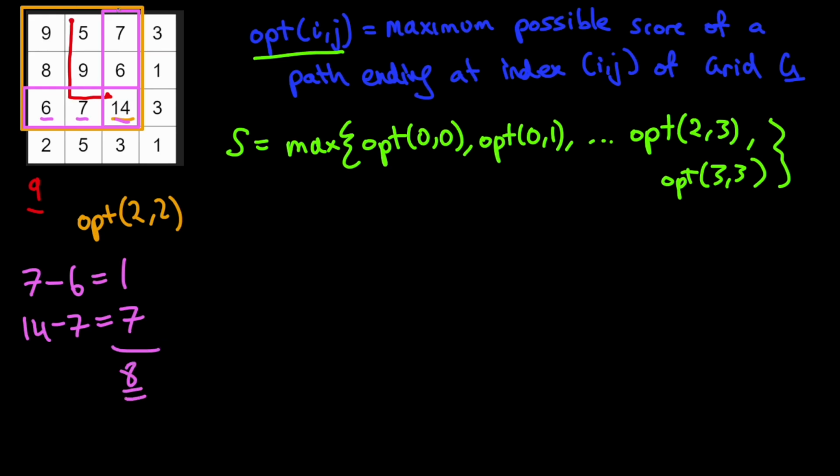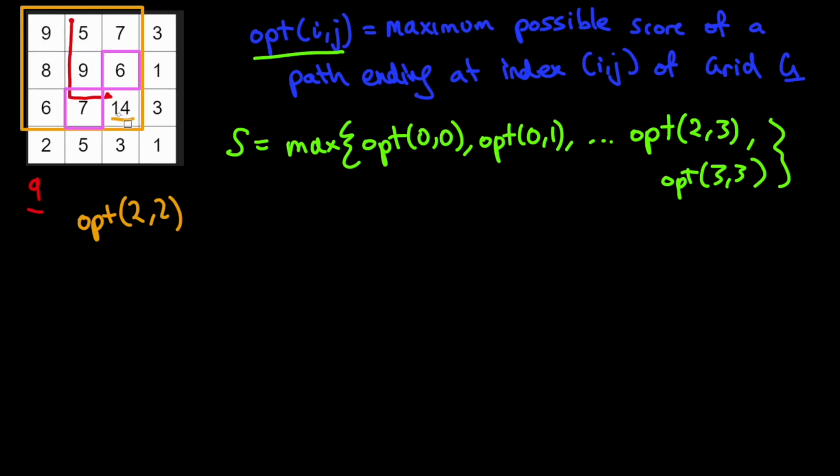The same can be said for our vertical movements, and therefore we can restrict our definition by saying that the precursor move prior to arriving at grid index 22 must have come from the grid index immediately above or to the left of grid index 22.